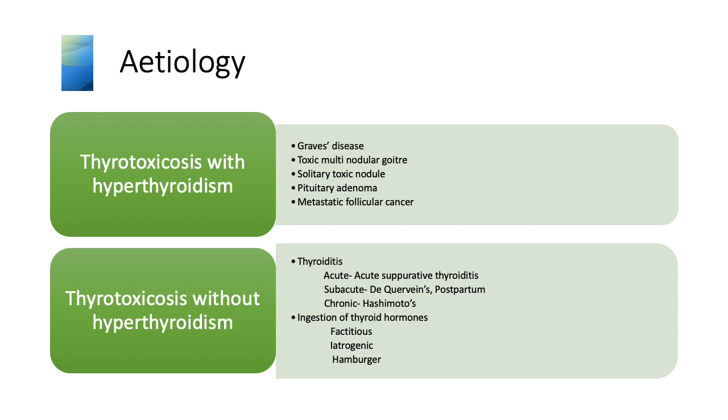The causes of thyrotoxicosis can be divided into thyrotoxicosis with hyperthyroidism and thyrotoxicosis without hyperthyroidism. The commonest causes of thyrotoxicosis with hyperthyroidism are Graves' disease, toxic multinodular goitre, and toxic solitary nodule. There are some other rare causes such as pituitary adenoma and metastatic follicular cancer. The thyrotoxicosis without hyperthyroidism are thyroiditis and ingestion of thyroid hormones.